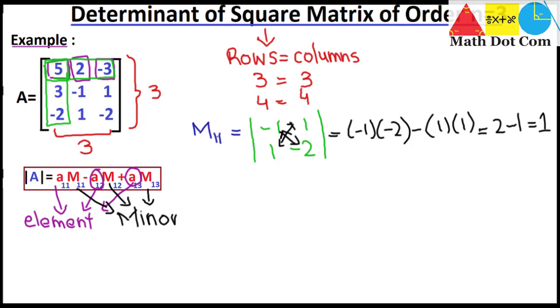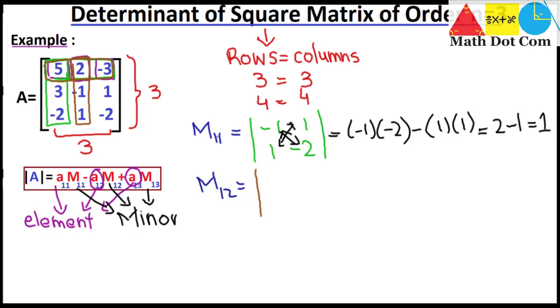Then we have to find the minor of the element M12, which is given in the formula. How can we find that? Let's see. The element is at location 1, 2. 1 means first row, 2 means second column. So at first row and second column we have the element 2, and its minor can be found by deleting the row and column in which that element lies, and then finding the determinant of the rest of the elements.